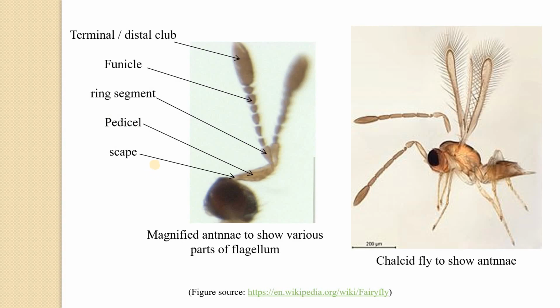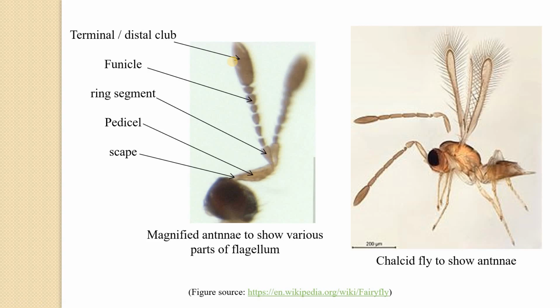But in some insects, for example in this slide, you can see the example of the chalcid fly. The flagellum is further differentiated into three regions. So here in this figure, this is a magnified view to show the structure of the antennae. This basal segment is obviously known as the scape, the middle segment as the pedicel, and this terminal part as the flagellum. Here in this case, the flagellum is further composed of three regions.